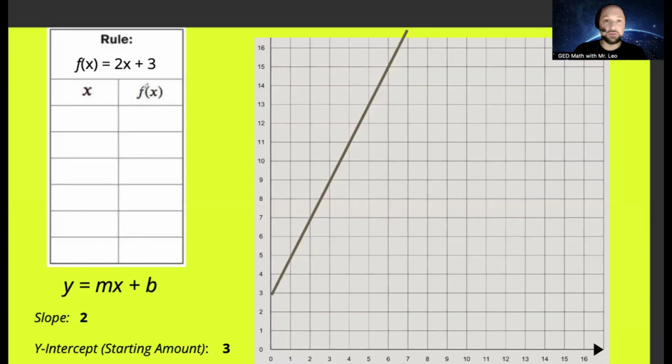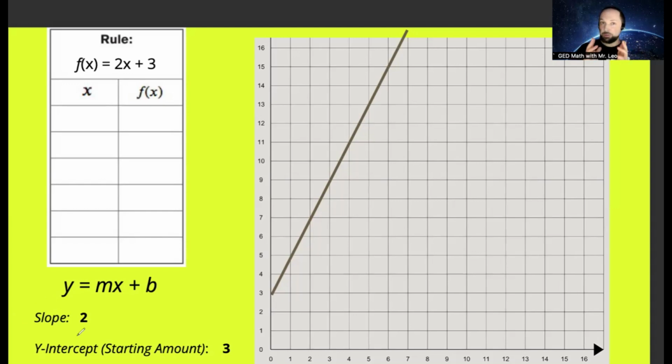All right. Here we have a function rule. F of x equals 2x plus 3. We've got a blank data table. We could fill this in ourselves. And here I have the graph. So I've given you the graph of the function. Now right away, look at these notes here. I'm telling you the slope is 2.